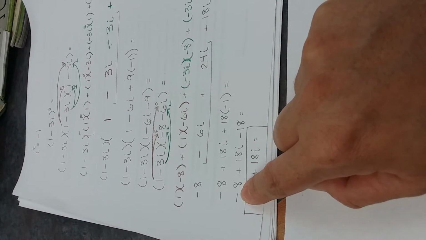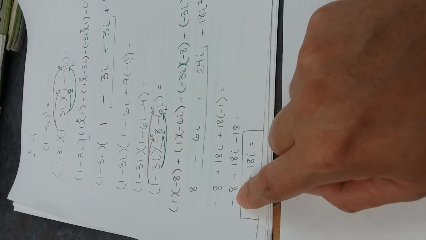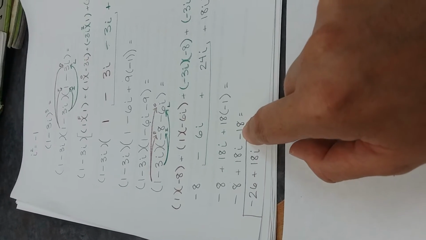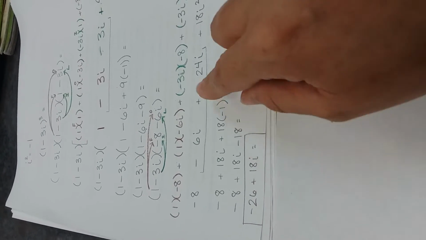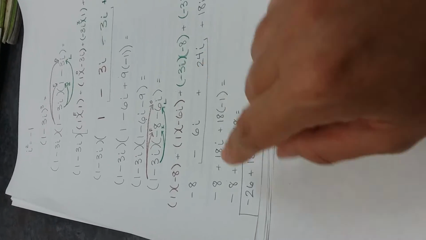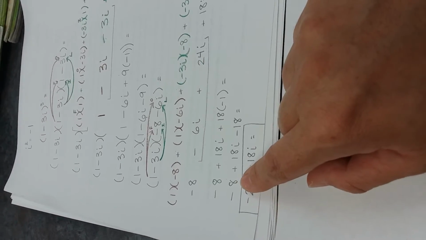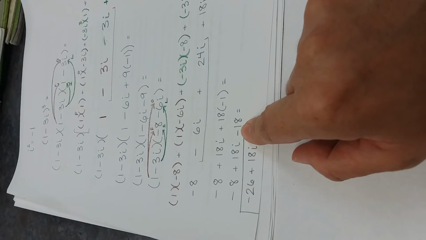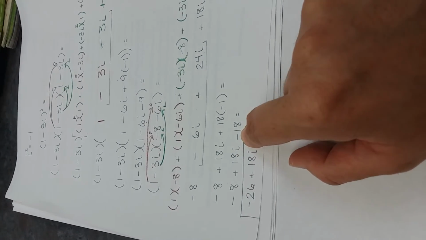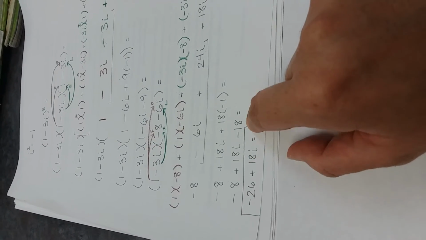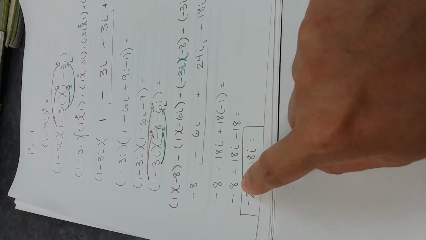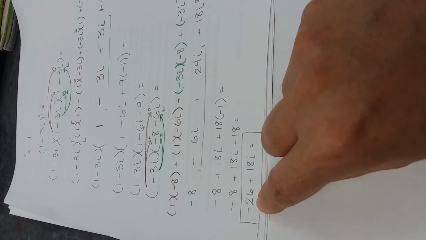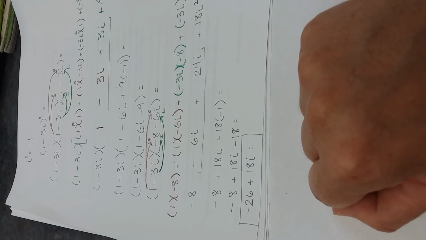So negative means I start out in the hole because I overspent, and then minus means I spend even more, whereas plus means I deposit money into the bank. Or the other way to think about it is a negative plus a negative: when you have a negative plus a negative, you add the values and the answer's negative. So negative 26 plus 18i.